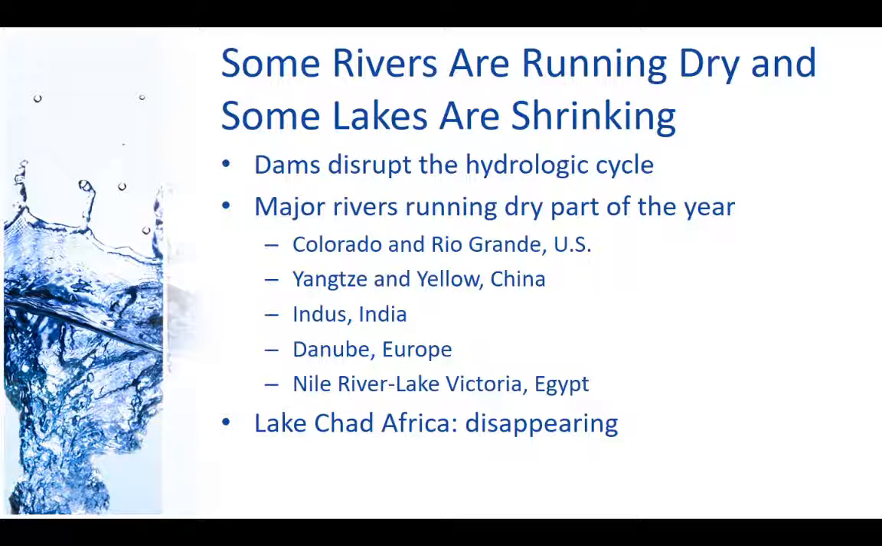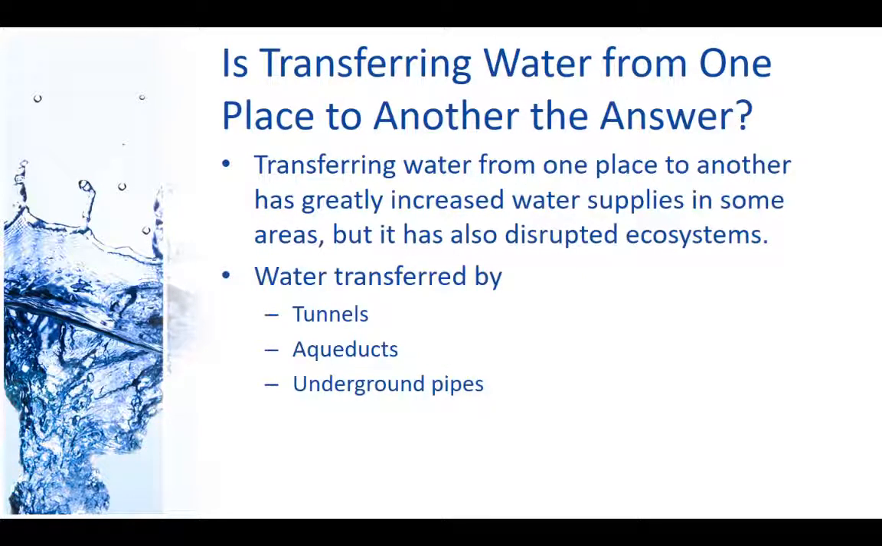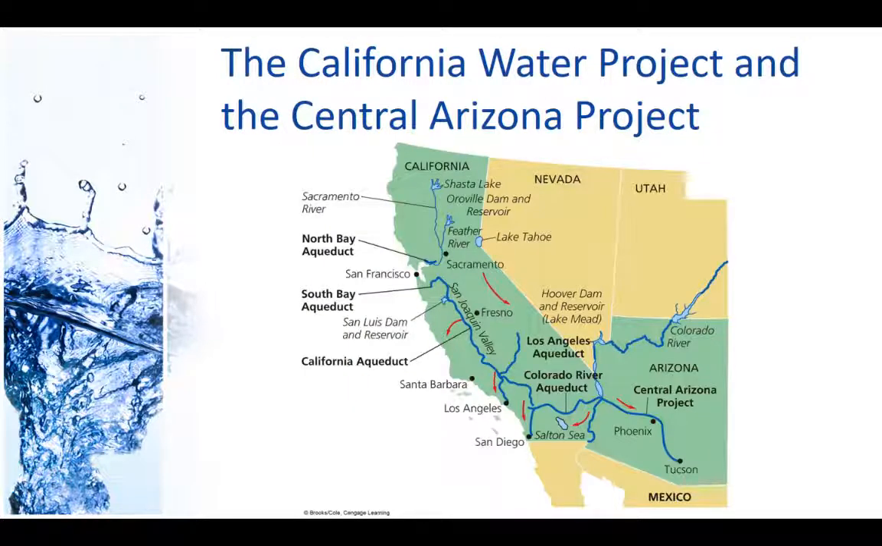And so a lot of people may say, oh, well, let's just move water from somewhere else. But is transferring water from one place to another really the answer? It can increase the water supply in some areas, but it also disrupts other ecosystems. We've done this for a long time through tunnels, aqueducts, underground water pipes. This is a central piece to the California Water Project and Central Arizona Water Projects. As you can see here, these projects involve large-scale water transfers from one watershed to another. Arrows show the general direction of water flow.